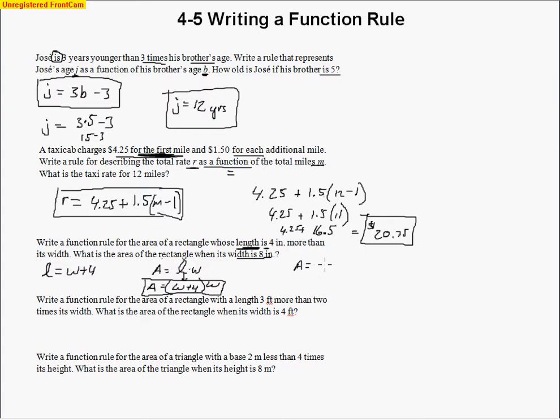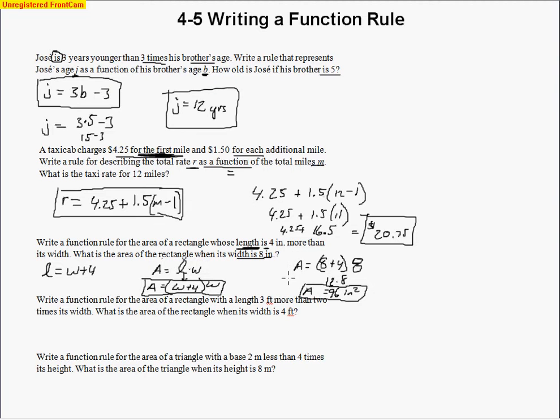So it says 8 plus 4, and then I'm going to multiply that by 8, the width. And so 12 times 8 makes 96. And let's see what our units are. Inches squared. That'll be my area in this case.